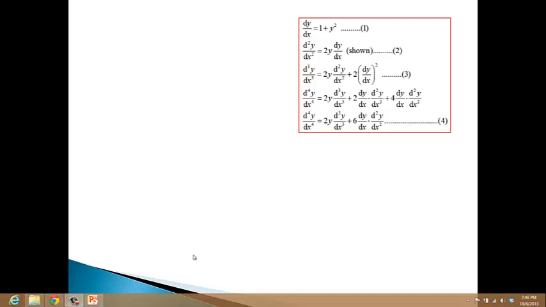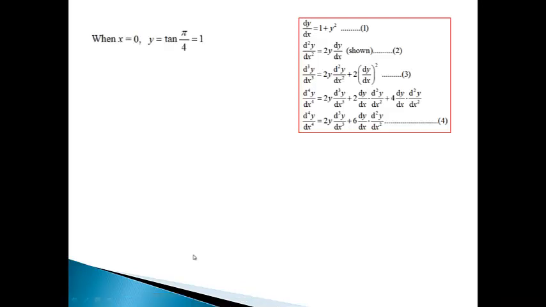Now, we are required to find the values of y, dy dx, d2y dx squared, d3y dx cubed, and d4y dx to the power 4 when x is 0. First of all, let us find the value of y when x is 0. When x is 0, y is equivalent to tangent of pi over 4, which equals 1. Substituting y equals 1 into equation 1, we'll have dy dx equals 1 plus 1 equals 2. This value of 1 is actually the value of y squared.